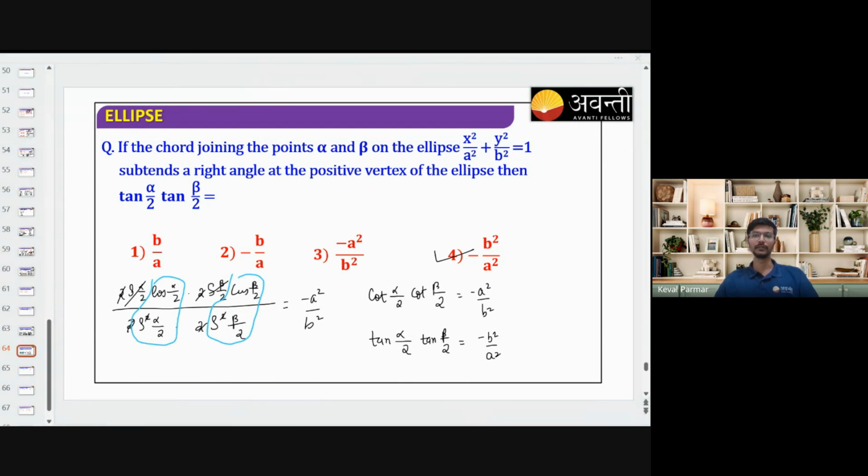Yes, Kirisha. Option 4. Half angle formula of sine 2 theta. Sine theta is 1. Sine theta is not 1. Acha, you made a silly mistake. Okay, fine. Superb, Girisha. Very nice seeing you give all the answers. Very good. Let's see the next question.